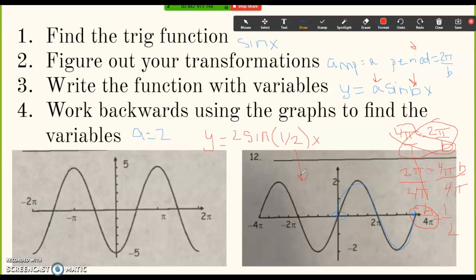Now guys, you are going to continue using these same steps through your Desmos activity, and you'll be writing the functions for your simple transformations. All right, good luck guys.